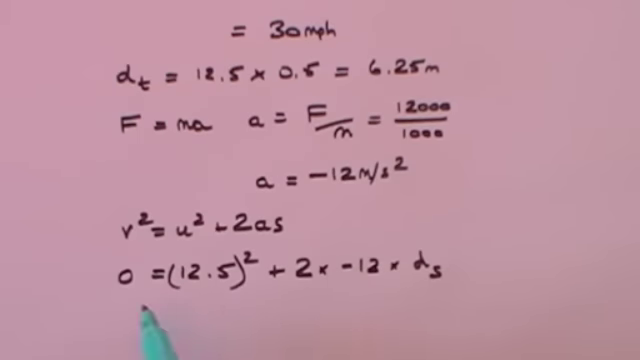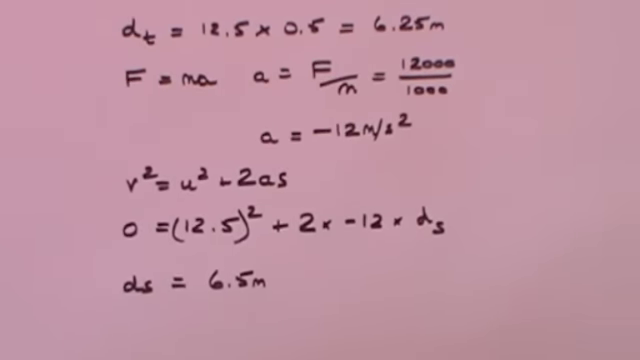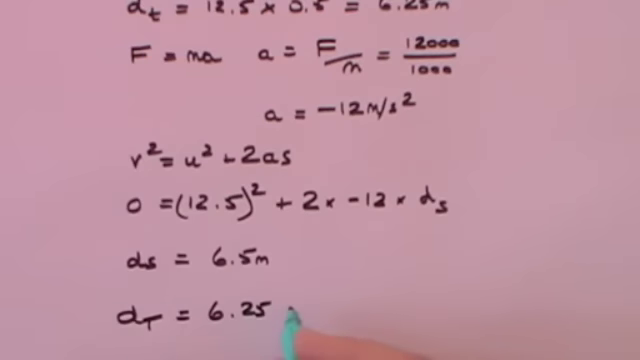And if you simply put all that into your calculator, you'll find that ds is equal to 6.5 meters. So it will stop in a further 6.5 meters. So the total distance, d total, is going to be the thinking distance, 6.25 meters, plus the stopping distance, 6.5 meters, and that is equal to 12.75 meters.